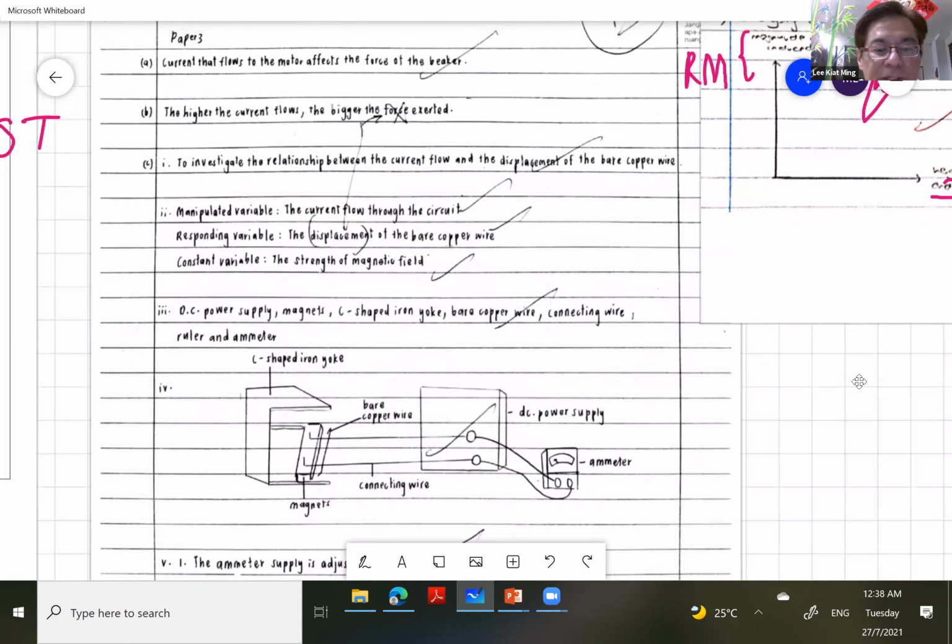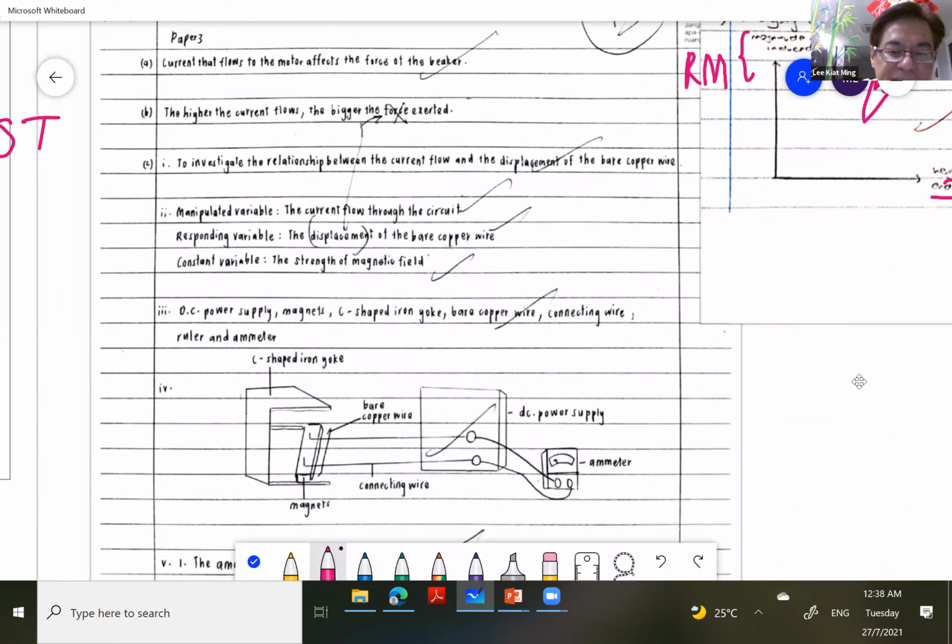Let's take a good look. I'm sure you have seen this diagram. We have a C-shaped iron yoke. You notice that? Then we have the magnets, one at the bottom, one at the top. Here is a label, magnet here, and another magnet at the top. There's a little bit of a mistake here. It's not emitter.